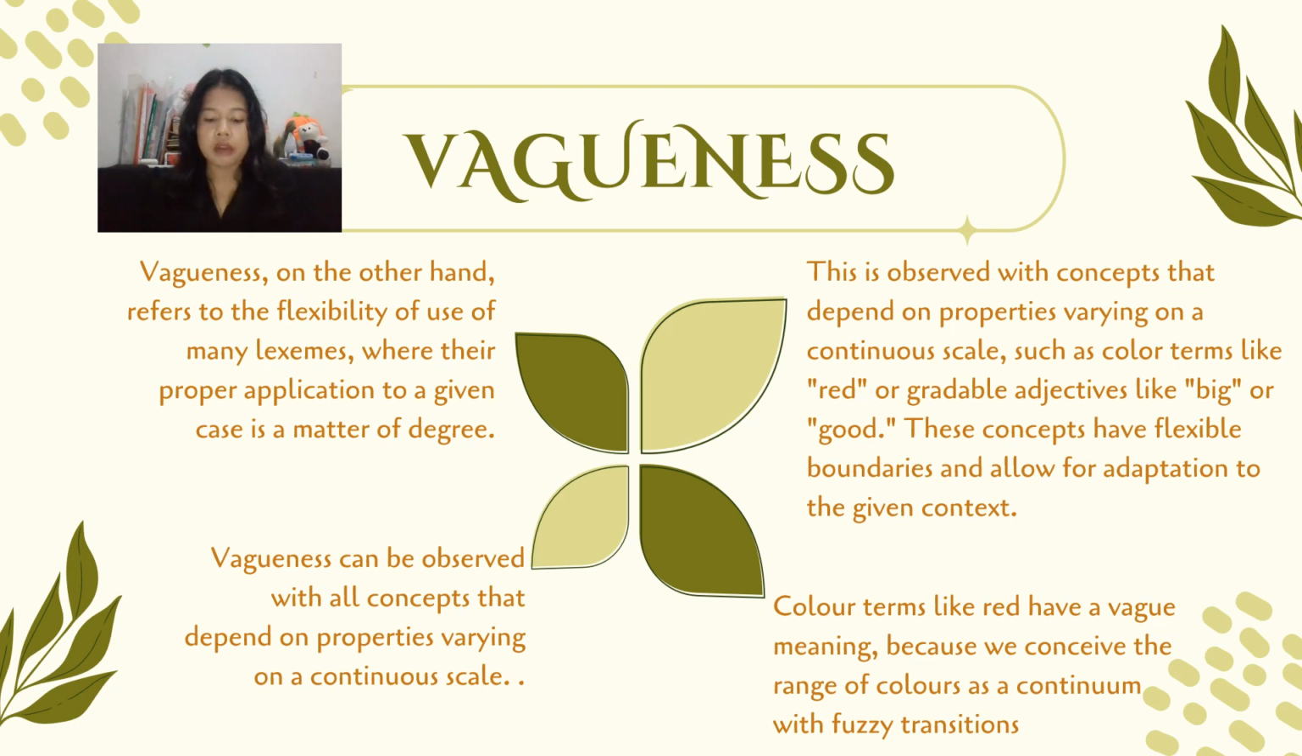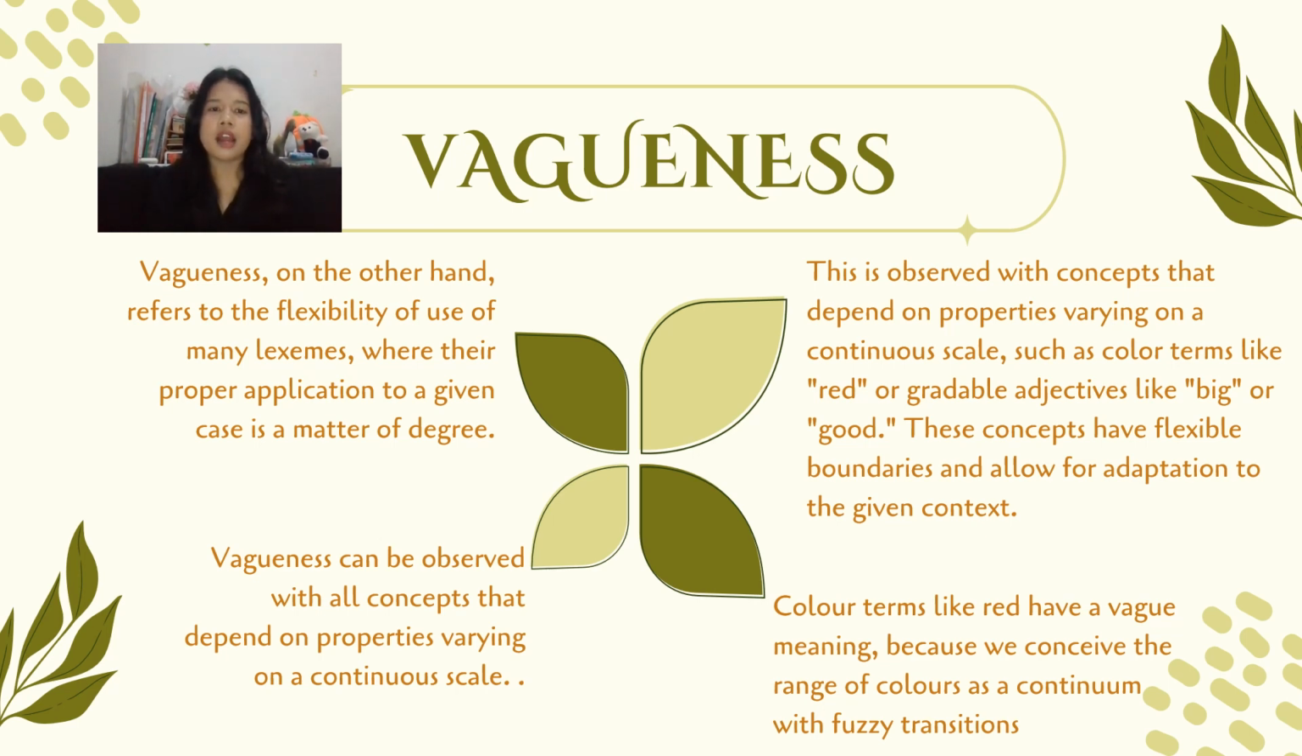Color terms like red have a fuzzy meaning because we conceive the range of colors as a continuum with fuzzy transitions. For example, whether or not we will refer to a child as a baby depends on criteria such as the age of the child and its developmental stage. But both criteria are gradual. What one person considers a baby need not be considered so by another person. As a consequence, the denotation of the word baby has flexible boundaries.